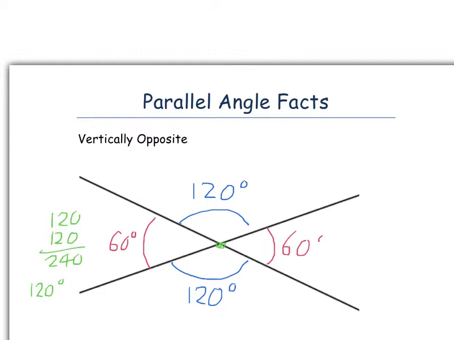Another way of looking at this is if we just look at this section here, we have a straight line. So if we know one side of it is 120, we need to add 60 to get up to 180 degrees, which is on a straight line. So vertically opposite angles are the same.